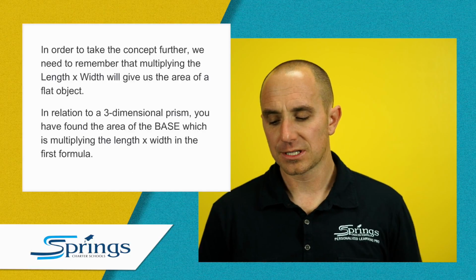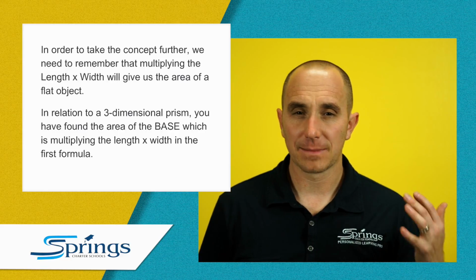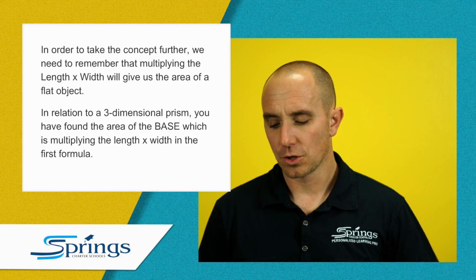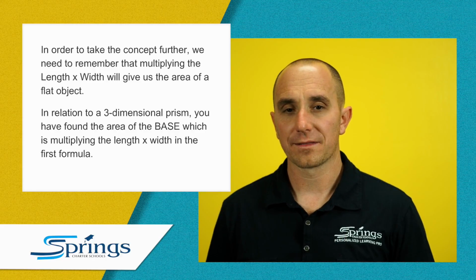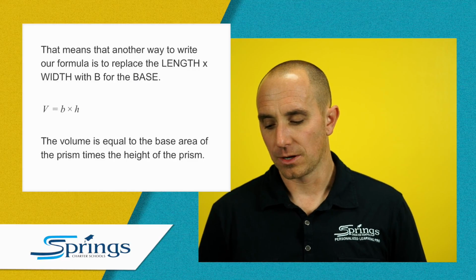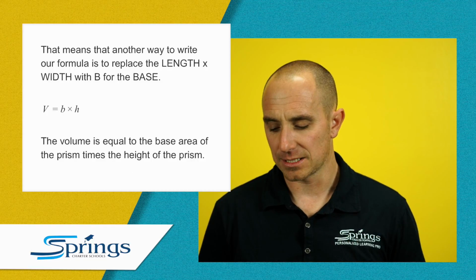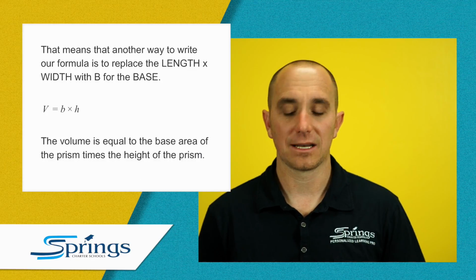Now, in order to take the concept a little further, like we talked about in our second to last main lesson, when we have three-dimensional figures, we can use the idea of the base. So length times width gives you your base, and then you multiply that times height. So another way to write the formula is you replace length and width with B for base. So the volume is equal to the base area of the prism times the height of the prism.